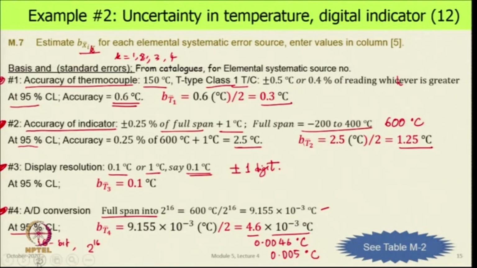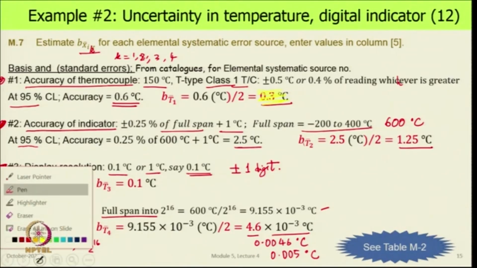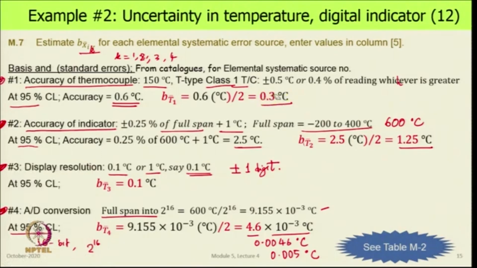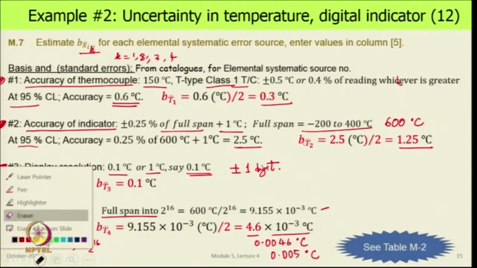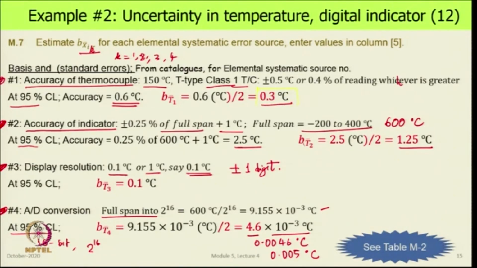So, there we are. We got the 4 values that we were looking for. One is over here. The second is here. The third is here. And the fourth is here.